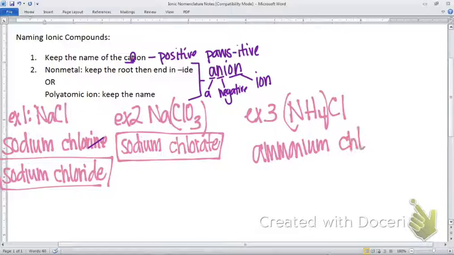Cl is chlorine, but since Cl is a nonmetal, we need to scratch out the ending and change it to "ide." So NH4Cl is called ammonium chloride.